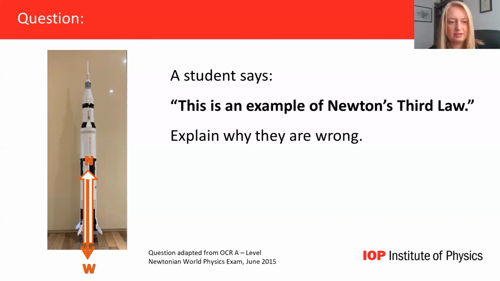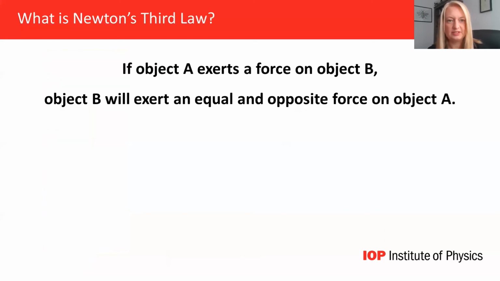But let's have a look at where some confusion has come from in this question and try and unpick some of the reasons why. So the first thing we perhaps need to do is look at what Newton's third law actually says. It goes along the lines of, if object A exerts a force on object B, then object B will exert an equal and opposite force on object A.